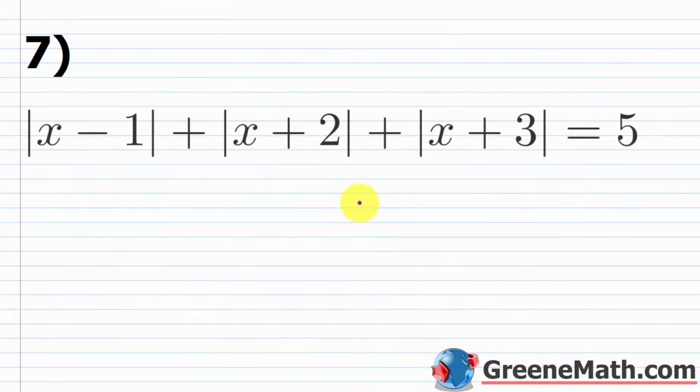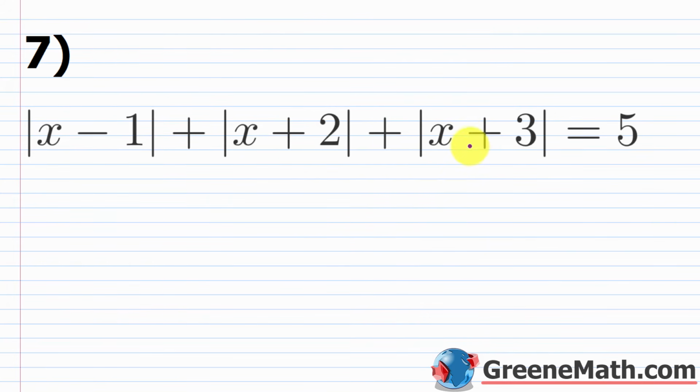All right, let's take a look at problem number 7 now. So we have the absolute value of x minus 1, then plus the absolute value of x plus 2, then plus the absolute value of x plus 3, and this equals 5. So this one is a bit more tedious, but you use the same strategy. It doesn't matter how many of these you have, you can just set up cases. I'm going to go through this a little bit more quickly.